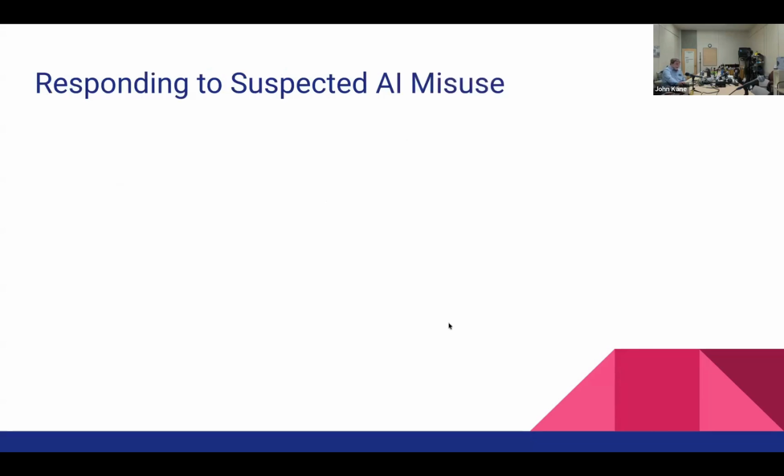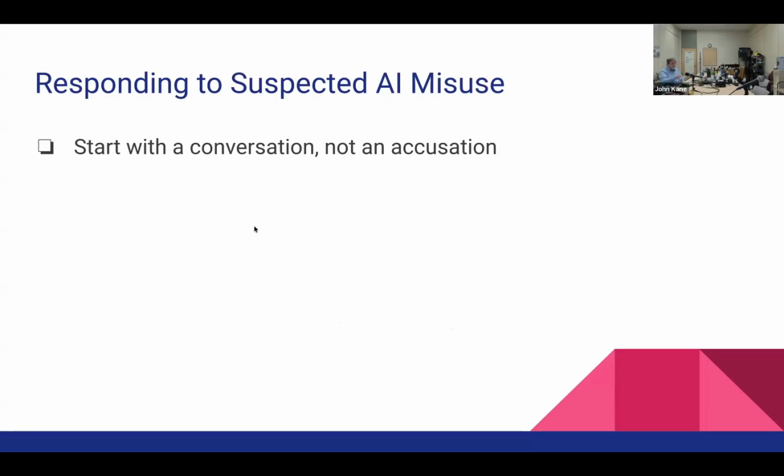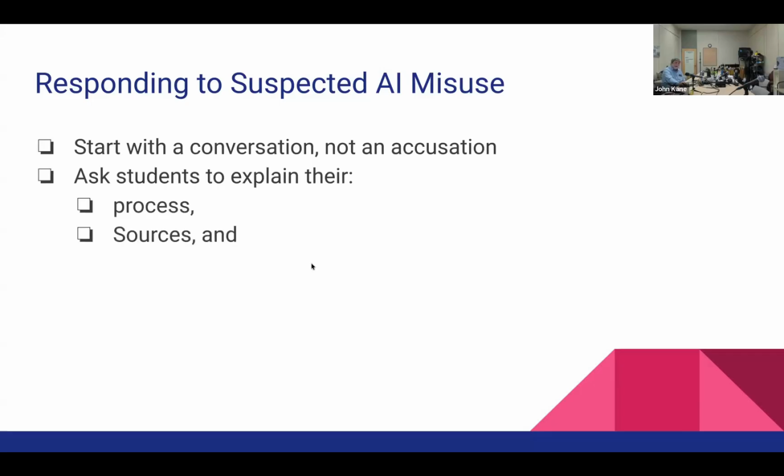Okay, I want to open it up for a bit more discussion again, but if we do have students that we suspect of this, we should probably start with a conversation, not an accusation, because it's very rare that we can unambiguously prove that AI use occurred. But a common thing to do, and this has gone back for centuries actually, is ask students to explain the process that they used.